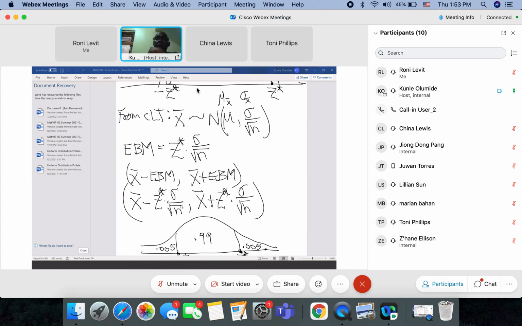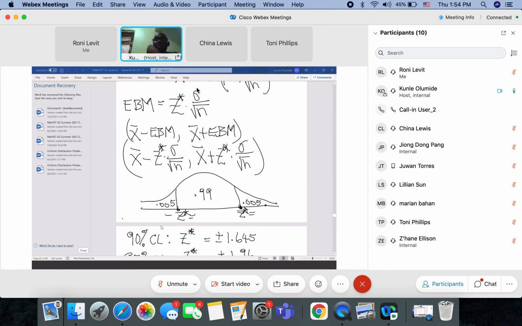All of those measures will be given in the problem, and the only thing you need to look for is your Z star, and your Z star is going to be based on the confidence level. The confidence level can be something like 90%, 95%, 98%, or 99%, but it could also be any confidence level outside those four, like 80%, 85%, 87%, 75%. It could be any of those.